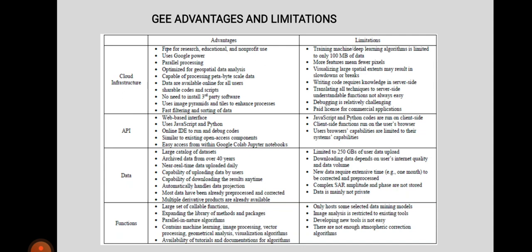Coming to the functions, the advantage is its large set of scalable functions, an expanding library of methods and packages, and parallel-in-nature algorithms. And coming to the limitation, it will host only some of the selected data mining models, and the analysis is restricted to existing tools, and developing a new tool is not easy, and there are not enough atmospheric correction algorithms.